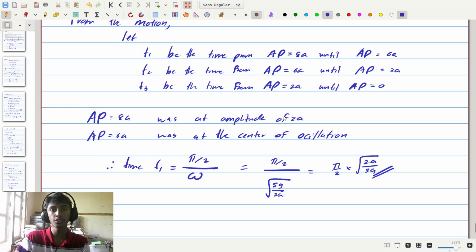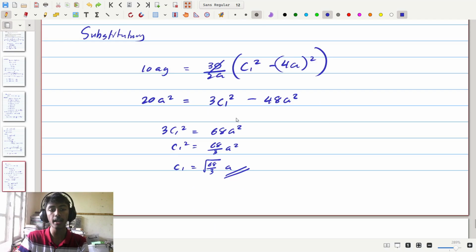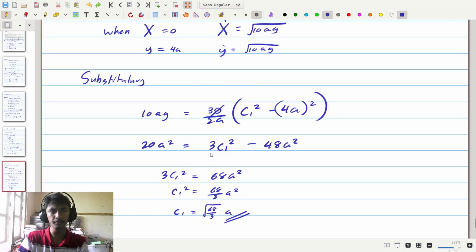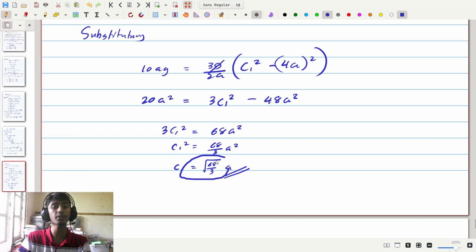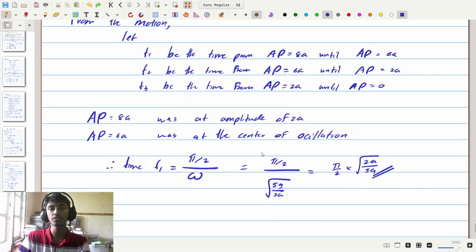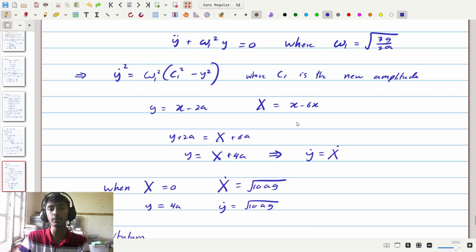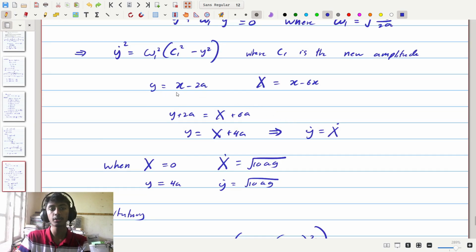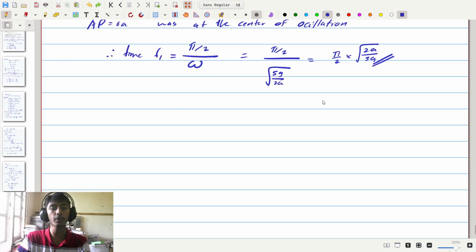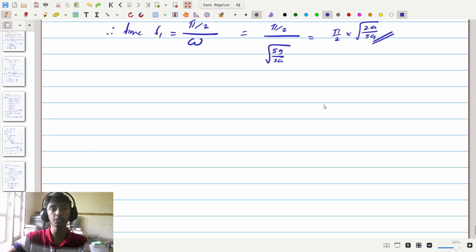I'm going to move to the next time. So for the next time, from AP equals 6a until AP equals 2a, if we consider what we had, the total amplitude in that situation was the square root of 68 over 3 times a. If we consider the motion, we started with AP equals 6a, which, if you consider AP equals x, means that y was equal to 6a minus 2a, which is 4a. So we started from y equals 4a, and we're going to end at y equals 0. So we're moving from y equals 4a to y equals 0.